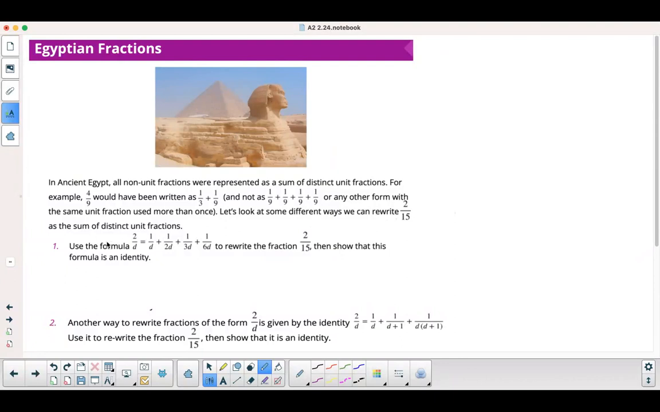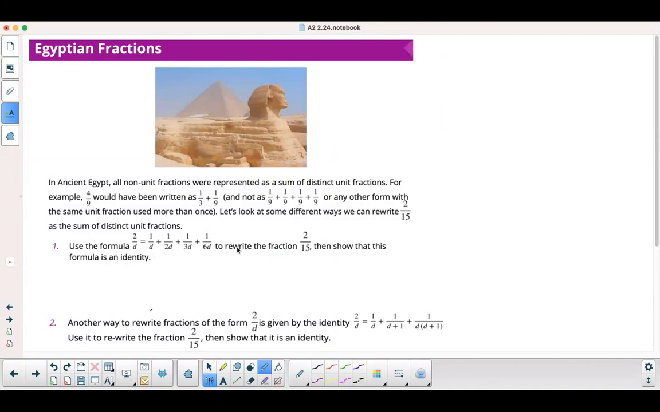All right, next one. In ancient Egypt, all non-unit fractions were represented as a sum of distinct unit fractions. For example, 4/9 would have been written as 1/3 plus 1/9. So not 1/9 plus 1/9 plus 1/9 plus 1/9 or any other form with the same unit fraction used more than once. Let's look at some different ways we can write 2/15 as a sum of distinct unit fractions. So 2/d is 1/d, 1/2d, 1/3d, 1/6d.